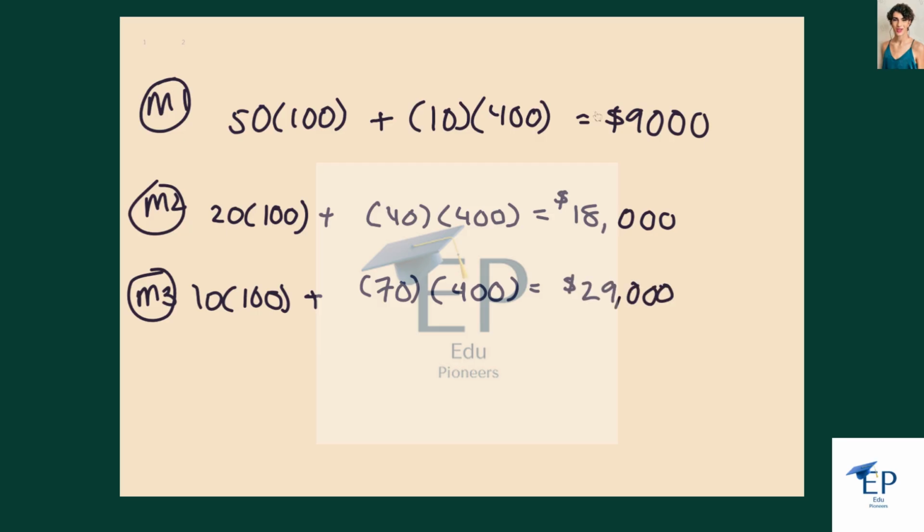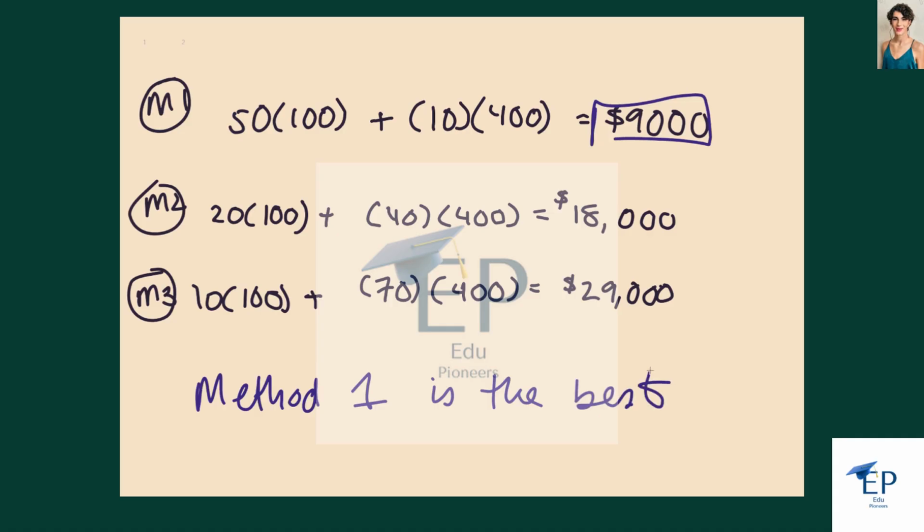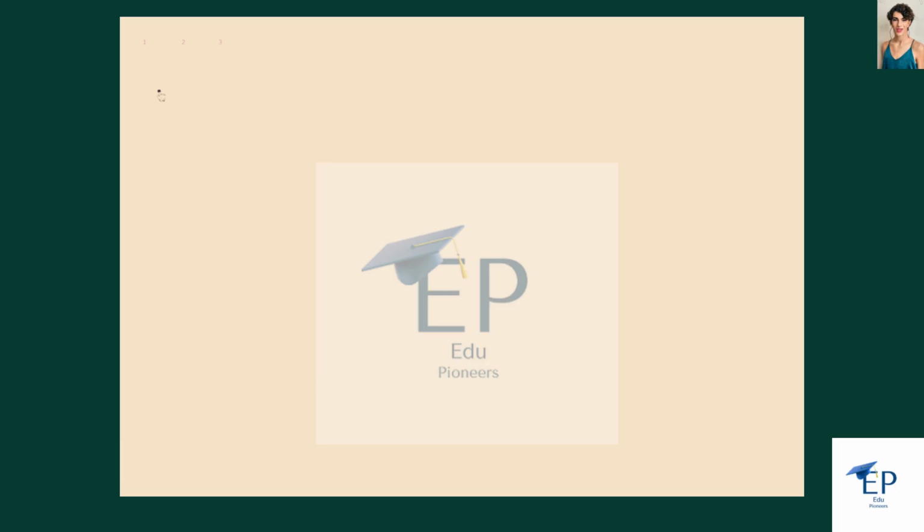So in this situation, 9,000 is less than 18,000 and 29,000. So method 1 is the best choice. And that's the answer to the first part of the question. Now what happens when the price of labor equals $200? What should they do then?